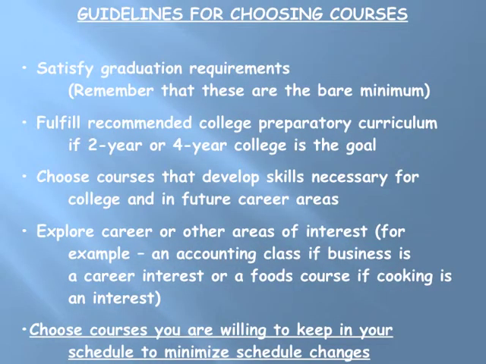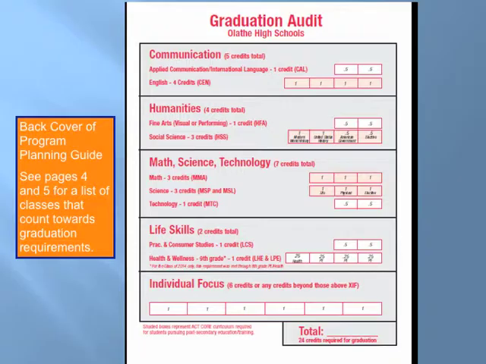As you make your choices, please consider the following guidelines. The courses you choose should help you to satisfy your graduation requirements. Keep in mind that many of you are preparing for college. Every year, approximately 90% of our students report to us that they plan to attend college. The courses you choose should help you to meet admissions requirements as well as prepare you for rigorous college-level work. Another consideration is to choose courses that help you to explore career interests. Choose courses you are willing to keep in your schedule next school year. This will help to minimize schedule changes.